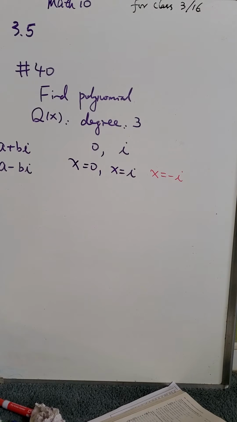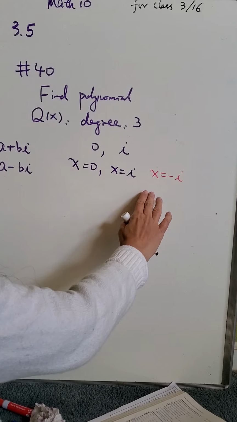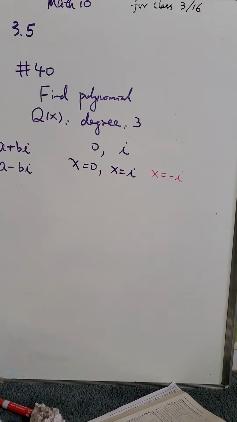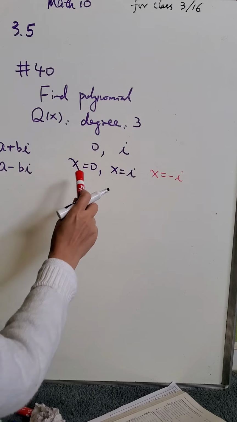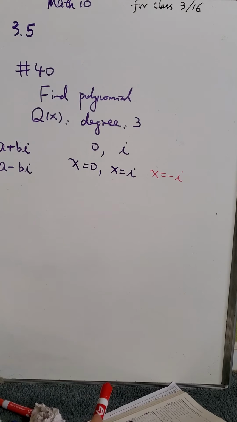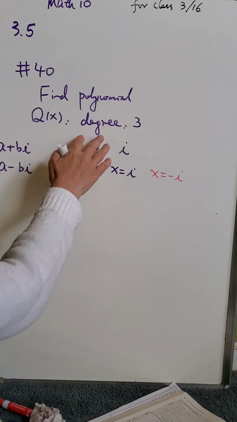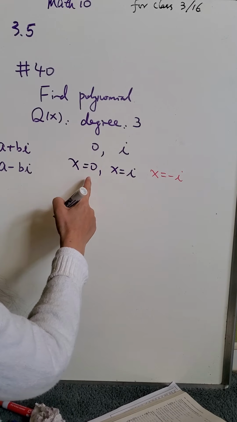Okay, put in the negative i, because they come out as a pair. So you can see that now if you look at it, you have 1, 2, 3 solutions, which means a degree 3. Now that worked, that matched what they said. So now you're going to go backward.